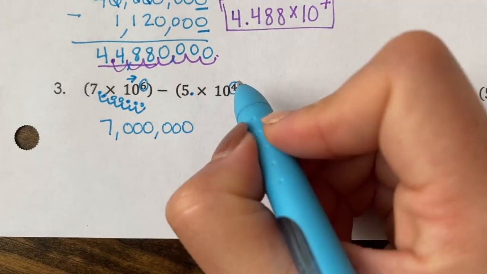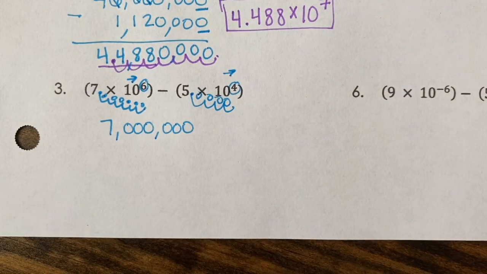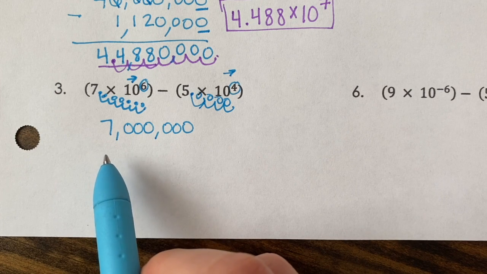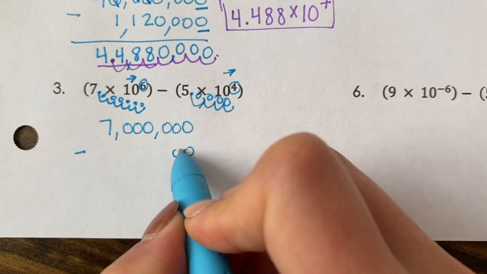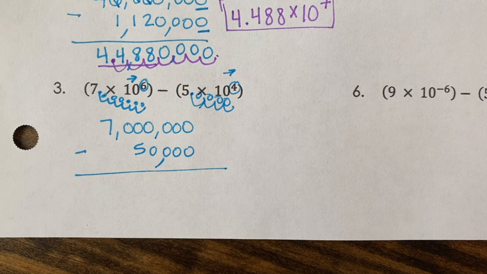Minus, you're going to move this one 4 to the right. 1, 2, 3, 4. Minus 50,000. Remember, do not start lining the 5 up here. You have to line up your numbers based on place value. So subtract 1's place, 10's place, 100's place, 1,000's place, 10,000's place. I said this one was going to be easy to do.